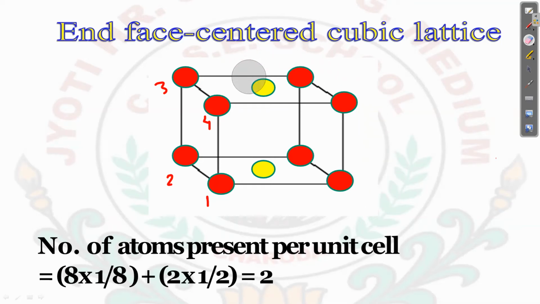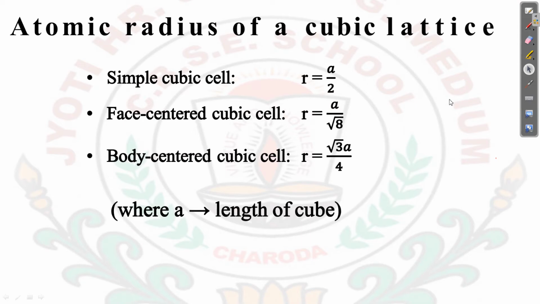And how much contribution is there? Here also, 2 atoms contribution will be seen. So the maximum contribution is seen in the face-centered cubic cell.